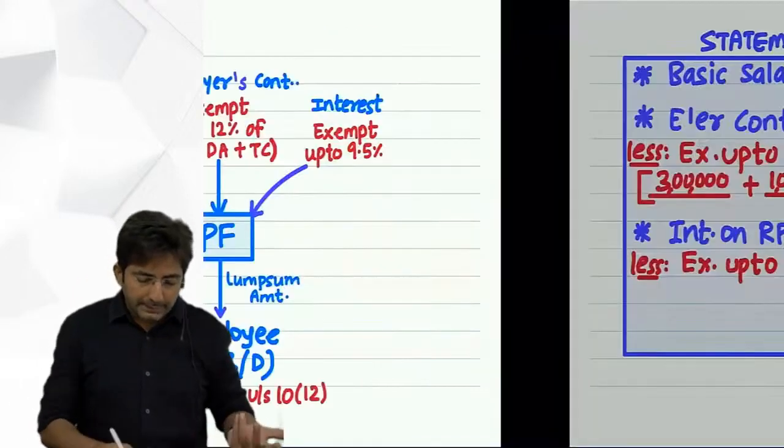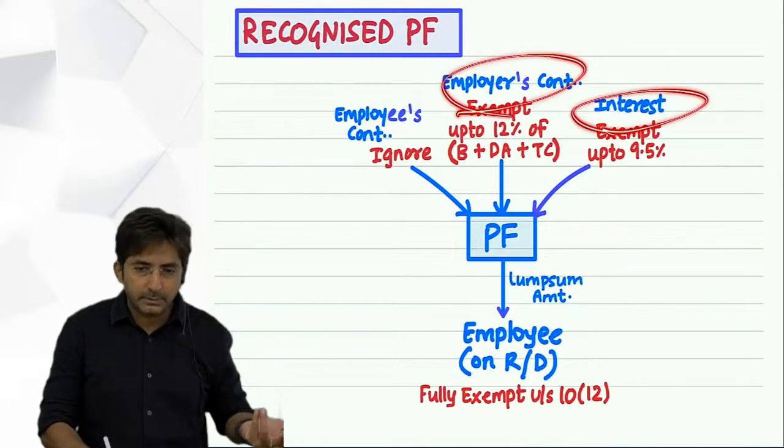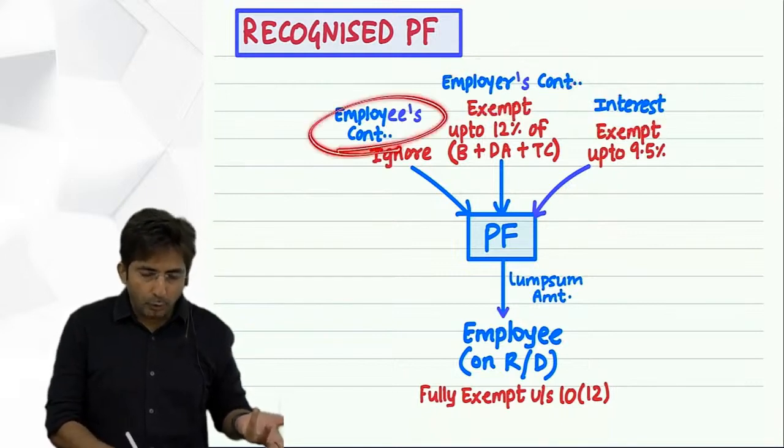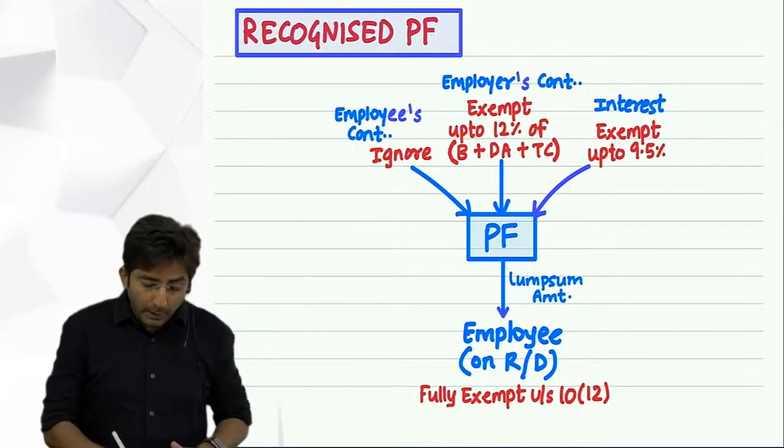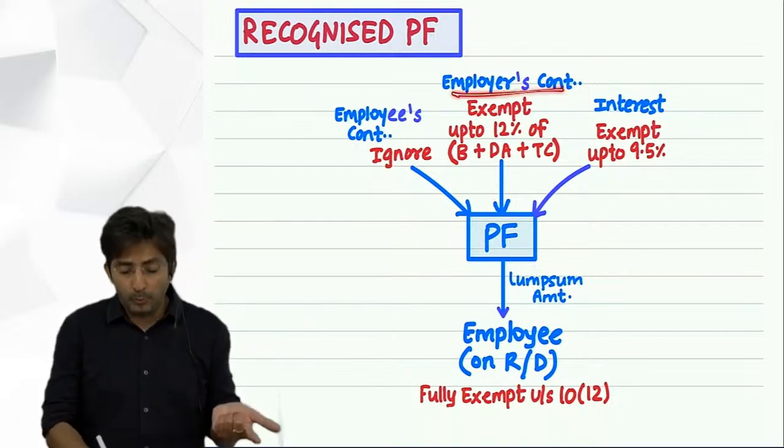And do you agree? Exemption was allowed only for these two items. See, employee's contribution becomes taxable as a part of basic only. You were given exemption for employer's contribution and interest.